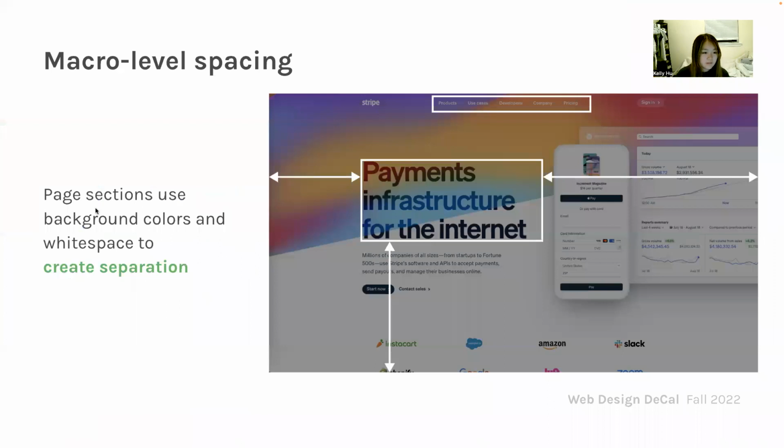Here's a breakdown of it. If we look at this box right here, this might be a box that you end up coding in your websites. Essentially, the page sections use background colors and white space to create that separation. So we have this block with the text in it, as well as the nav bar at the top.